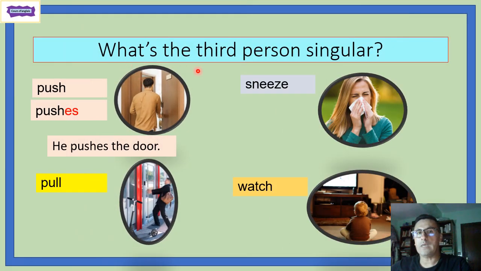Alors, what's the third person singular? C'est quoi la troisième personne singulière de ces verbes? Par exemple, push, qui veut dire pousser, on dit pushes, ES. He pushes the door. À vous maintenant de trouver la troisième personne de pull, sneeze et watch. Pull, c'est tirer, sneeze, éternuer, watch, regarder.